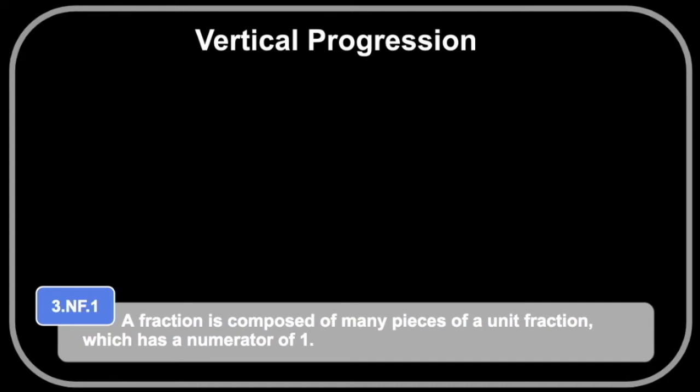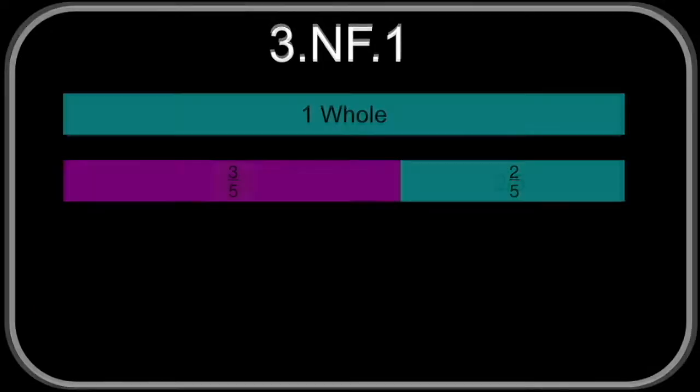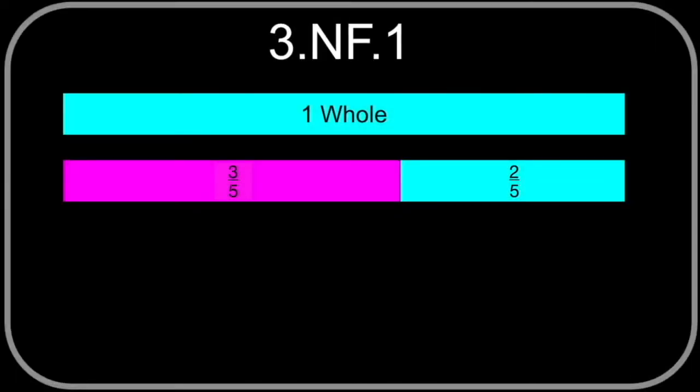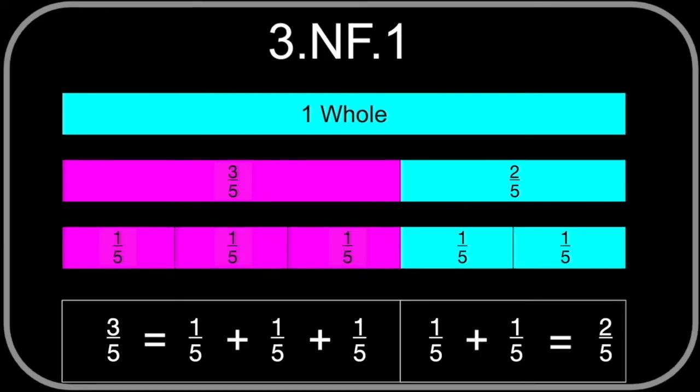To show mastery of the 3rd grade standard, NF1, students should focus on the concept that a fraction is made up or composed of many pieces of a unit fraction which has a numerator of 1. For example, the fraction 3/5 is composed of 3 pieces that each have a size of 1/5, and 2/5 is composed of 2 pieces that each have a size of 1/5.